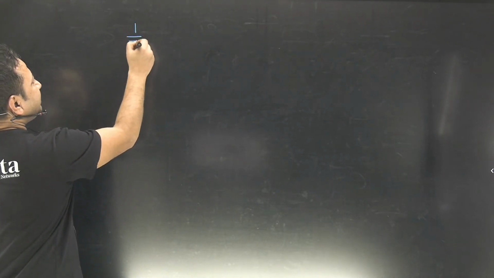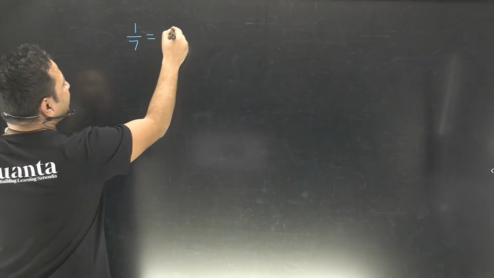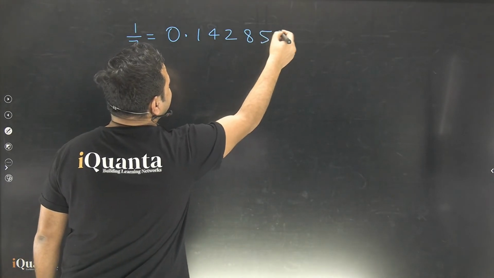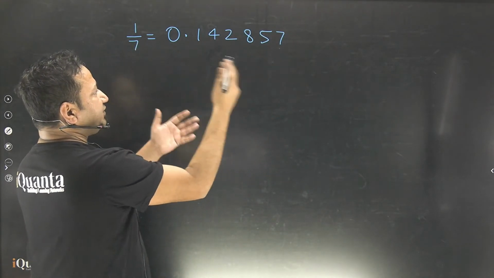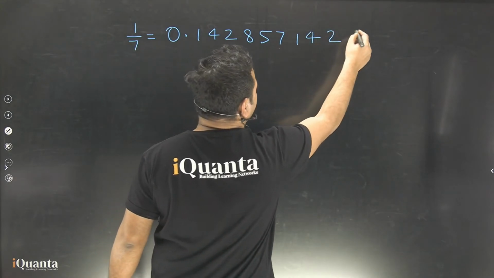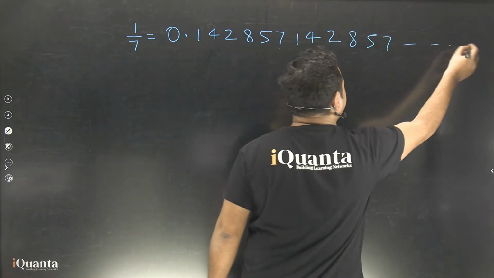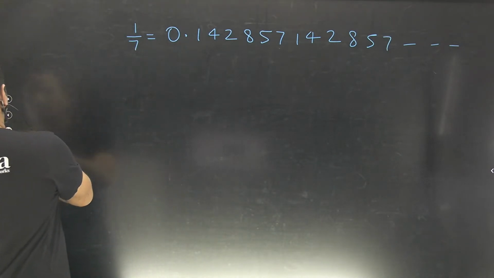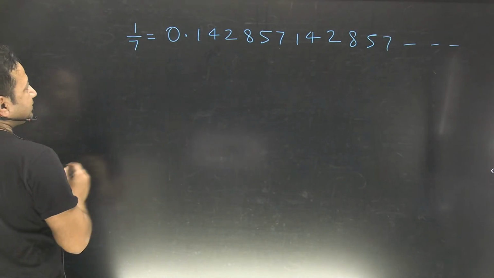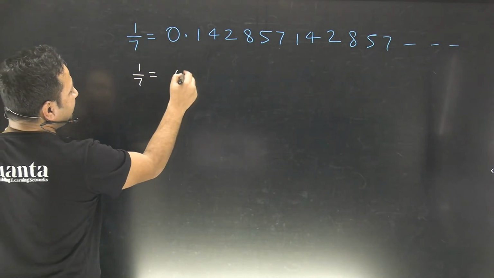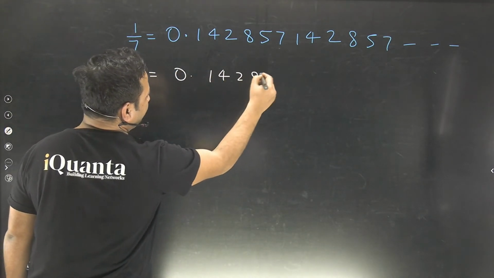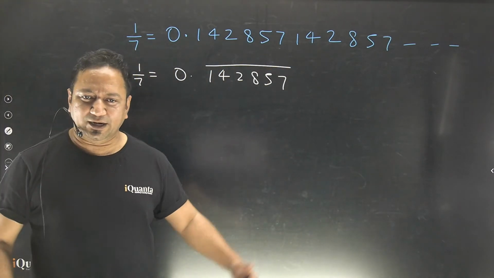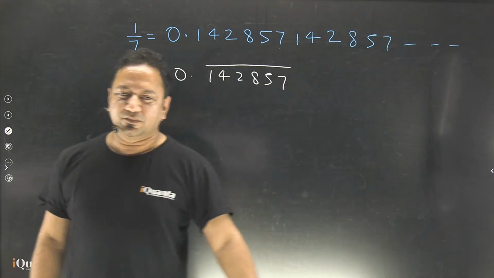1 by 7, if you calculate, you will get 0.14285. Again, the same numbers will repeat: 14285 till infinity. This will never end. When we have something like this, what do we do? Basically, put a bar over it. 14285, let's put a bar. That means that this will be recurring, repeating again and again. Right?